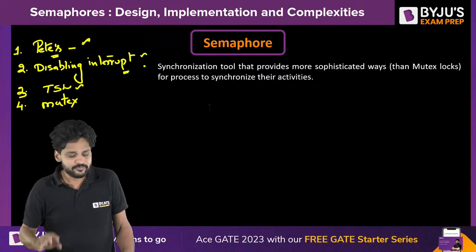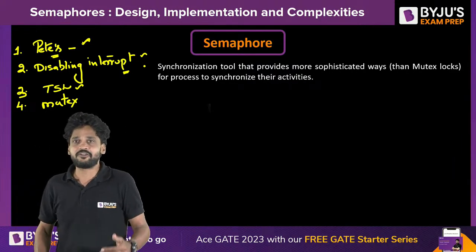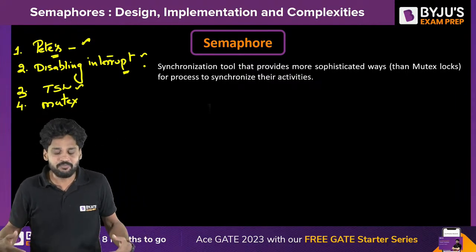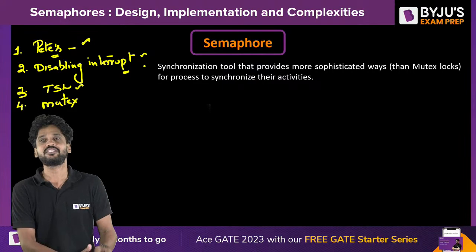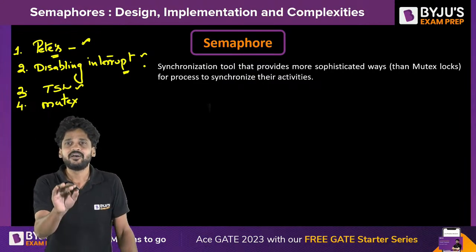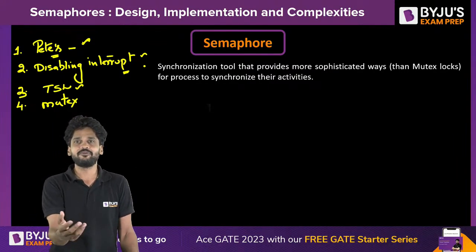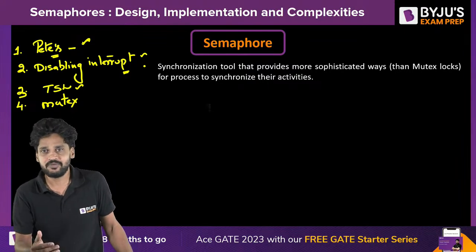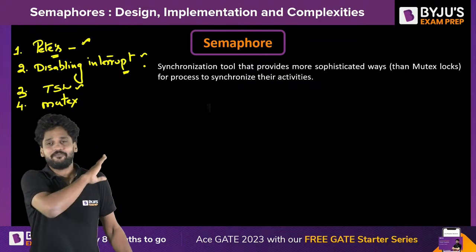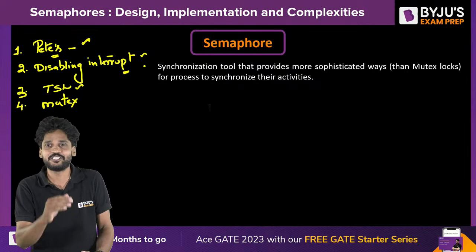Semaphore, let me tell you, semaphore is not a biggest deal. It is not as complicated as test and set lock or compare and swap, not as complicated as even mutex lock. Semaphore is a simple guy. Semaphore is a simple integer variable. Other than that, you don't need to understand much about a semaphore. What is an integer variable? An integer variable can take any integer value.